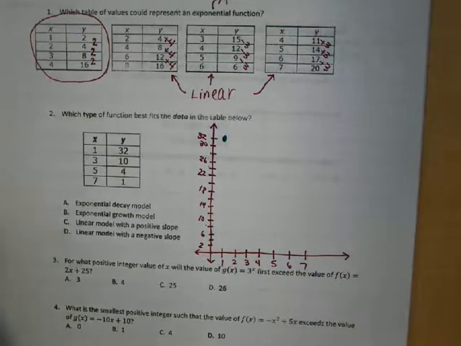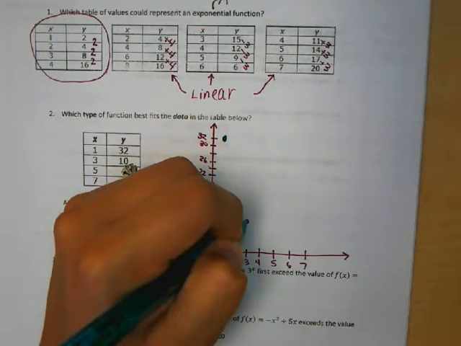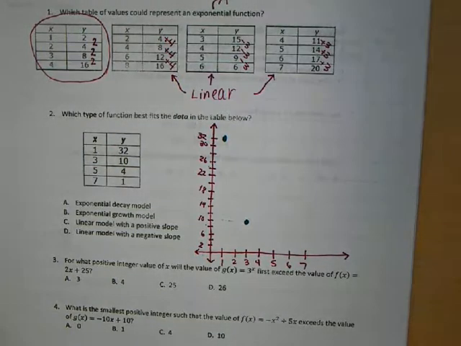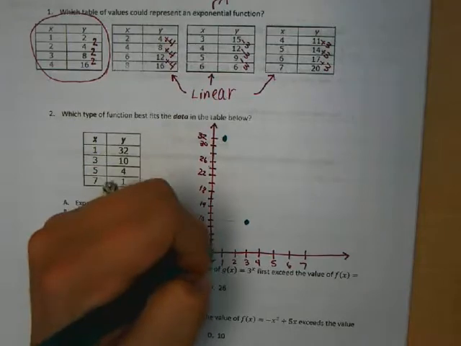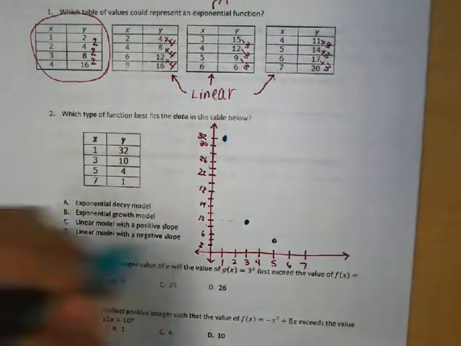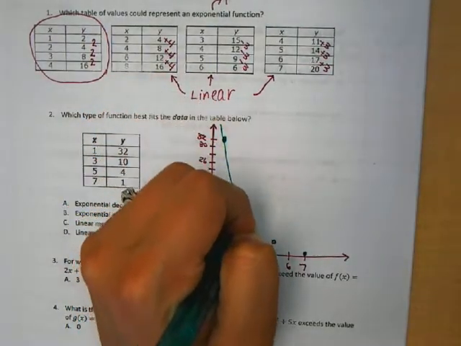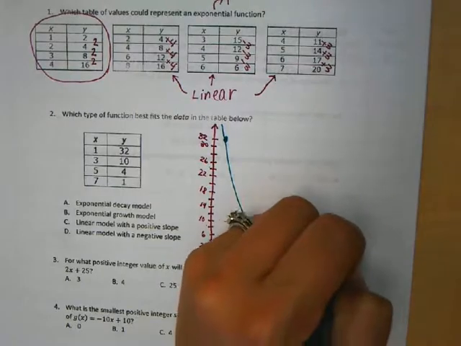I've got a point at (3, 10). So at 3, 10, I'm going to have a point. At 5, 4. And at 7, 1. So from that, you can kind of see that it's forming an exponential function.